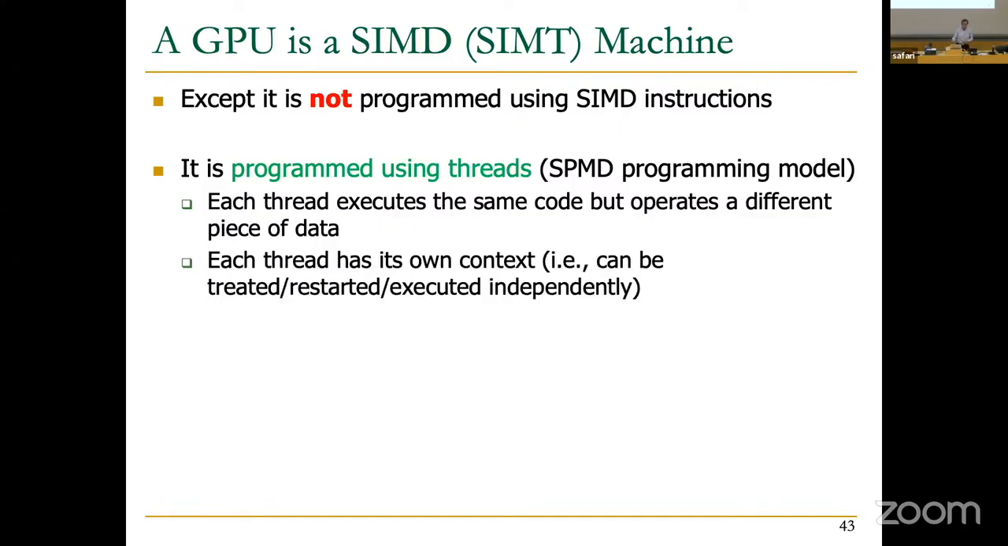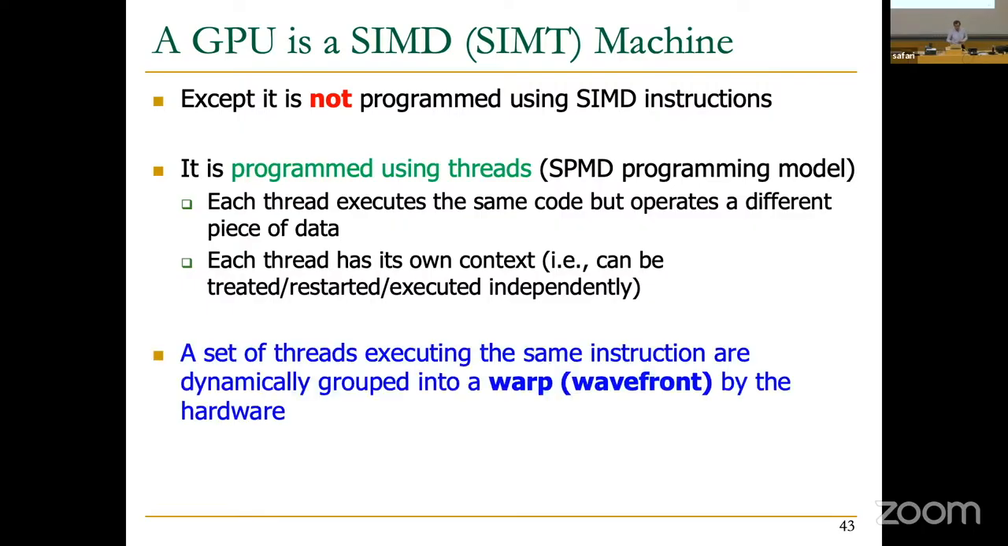Each thread has its own context. It can be treated, restarted, executed independently. That's a benefit over here. It's more flexible than a SIMD machine. In a SIMD machine, it's very hard to change the vector length, for example, easily. So a set of threads executing the same instruction are dynamically grouped into what is called a warp.